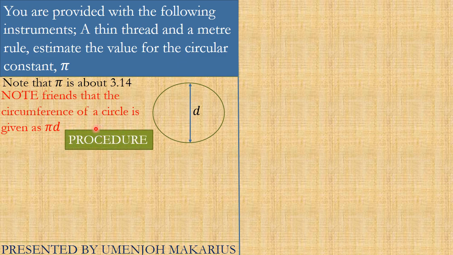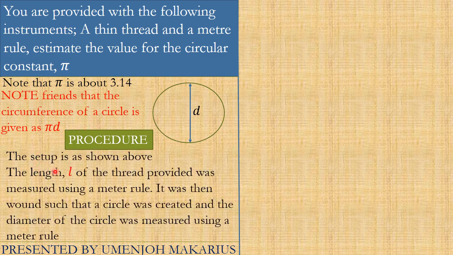So we'll simply tell them that the setup is as shown above. The length L of the thread provided was measured using a metal rule. It was then wound such that a circle was created, and the diameter of the circle was measured using a metal rule. As easy as this, friends. You see how you could take just a few lines and score all the marks? That's it, friends. It's as easy as this.